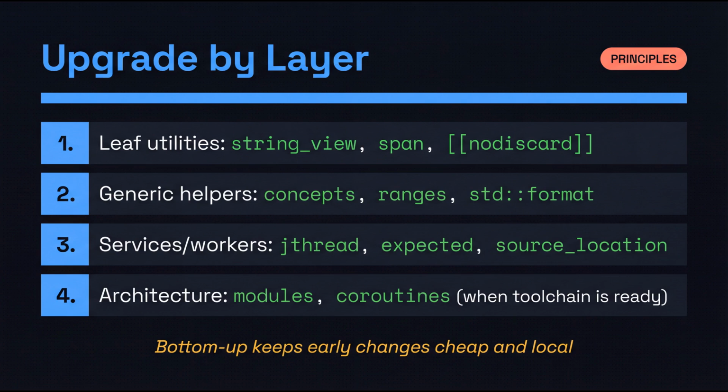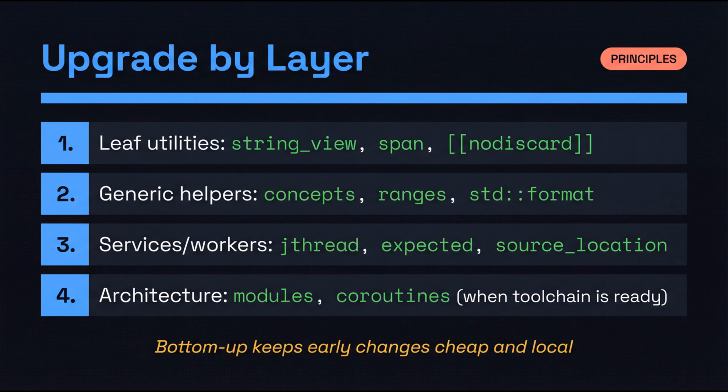Layer 2. Generic helpers. Add concepts to template constraints. Introduce ranges pipelines where they replace manual loops. Switch to std format for text output. Layer 3. Services and worker code. Adopt jthread for thread management. Use expected for parse and validation functions. Add source location to logging APIs.